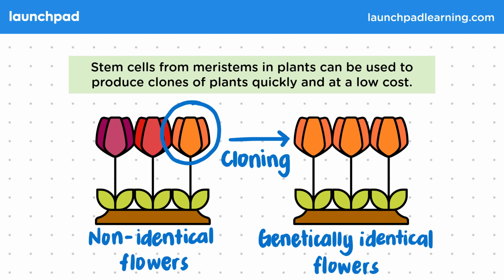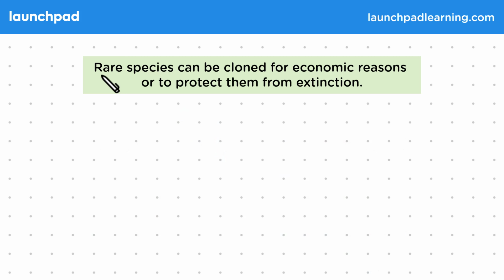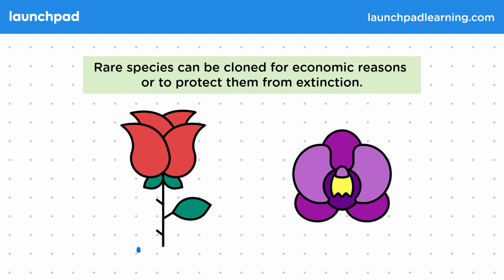So we know that we have the ability to clone a plant with a particular characteristic, but why would we want to do that? Rare species can be cloned for economic reasons or to protect them from extinction. Flowers such as roses and orchids have economic advantages. People like to buy them for their homes, so if we are able to make more flowers, we can sell more and therefore make more money.